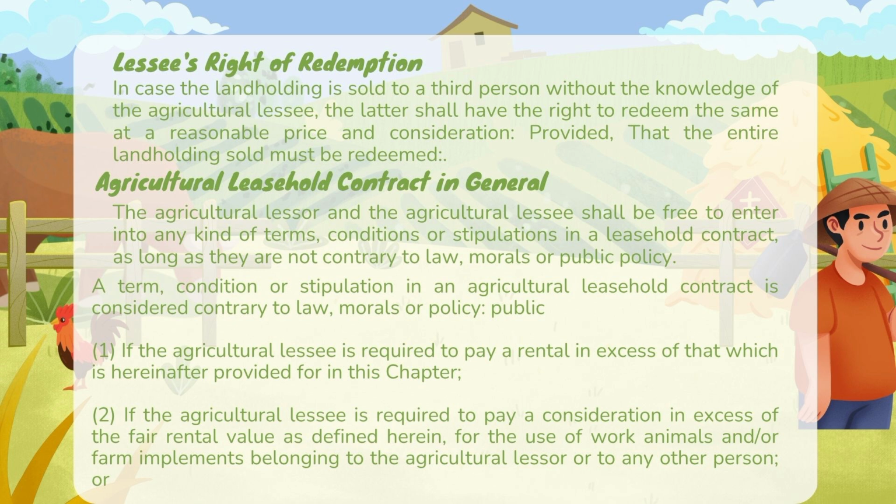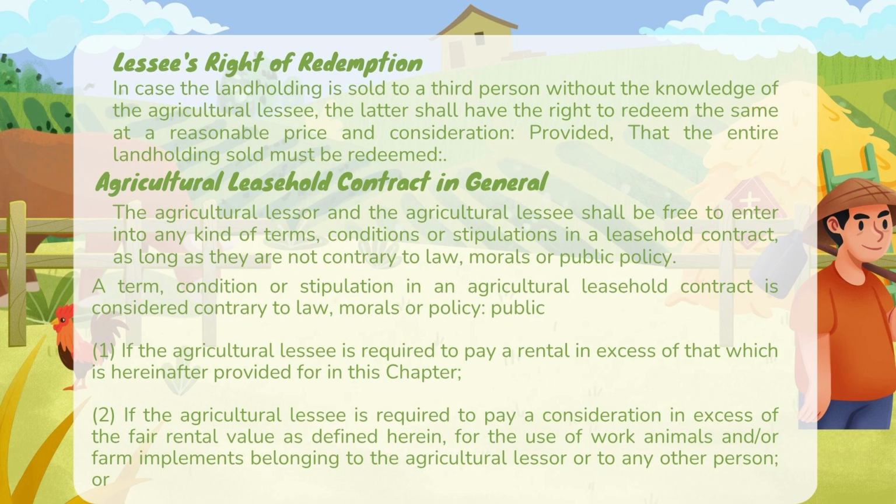So, this is the right of redemption. Ito po siya yung kapag nabenta yung isang lupa sa iba na hindi alam ng magsasaka, so may karapatan po siya na tubusin o bilhin ulit ang lupa sa makatarungang presyo.